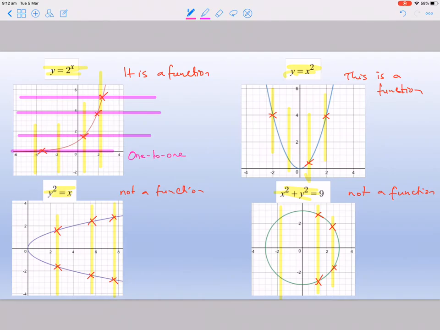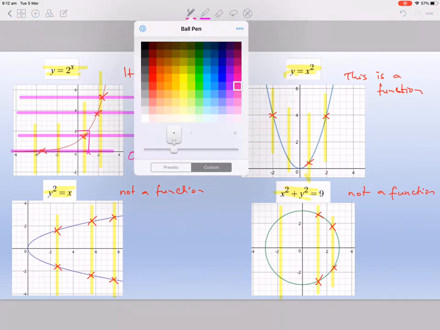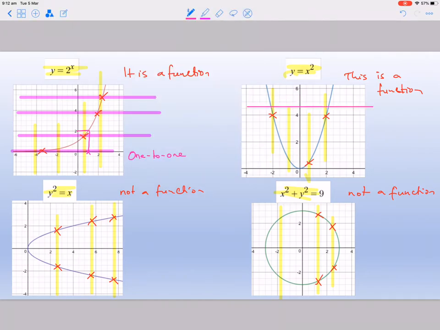It doesn't matter which way we go, vertical or horizontal, it only crosses one time. Which means at any point, say we grab a value at 1, we're only going to ever get 2 from that one value. So it's only 1 to 1. There's not 2 ways of getting that. I'm going to explain it more looking at the other ones.